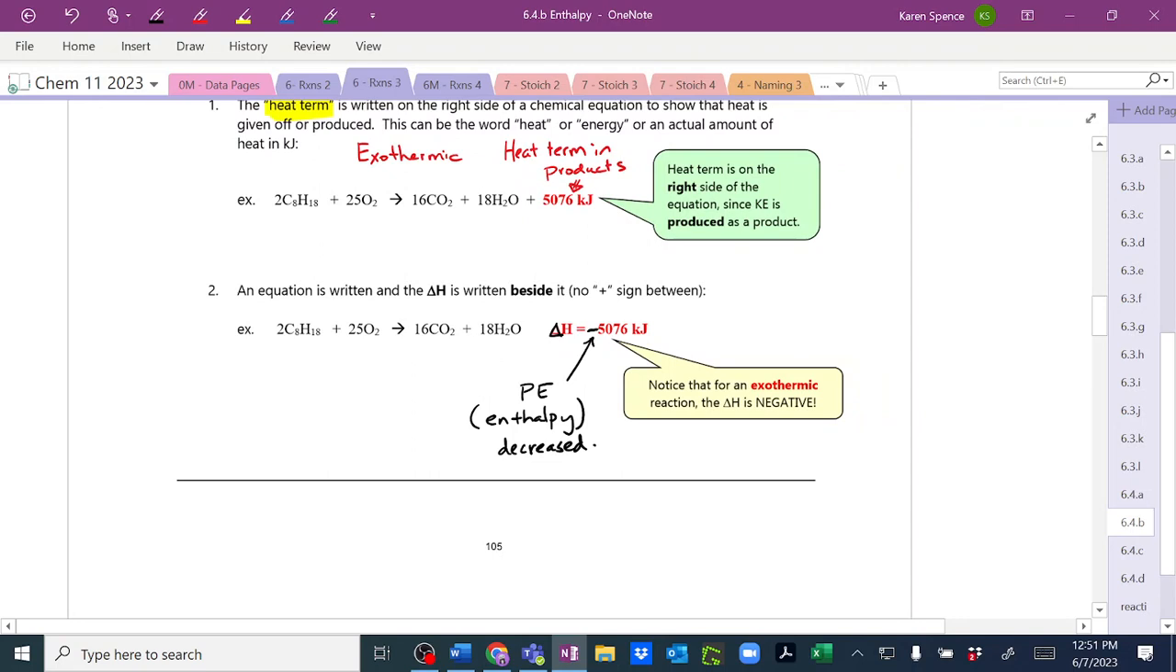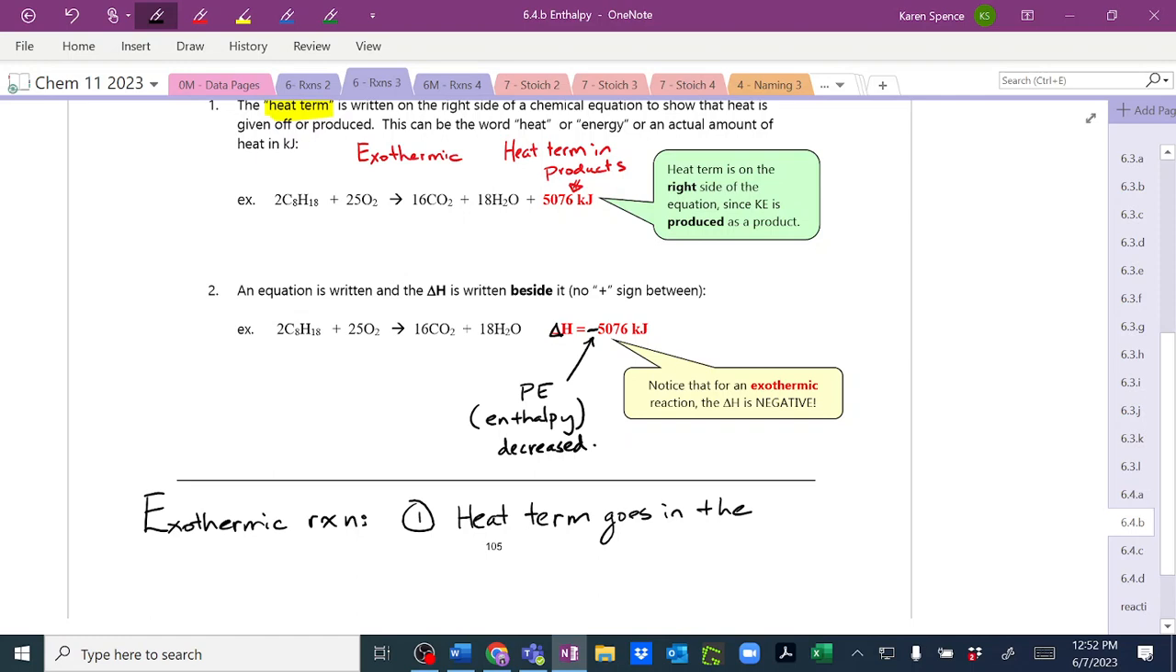So we can say three things for an exothermic reaction. Number one, where does the heat term go if we put it in the reaction? The heat term goes in the reactants or products. Is energy being consumed, absorbed, or produced? Kinetic energy. Remember, the heat term is the kinetic energy, and it's being released, it's exiting the system.